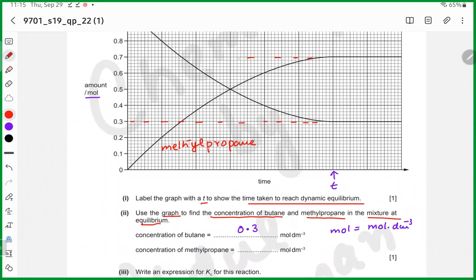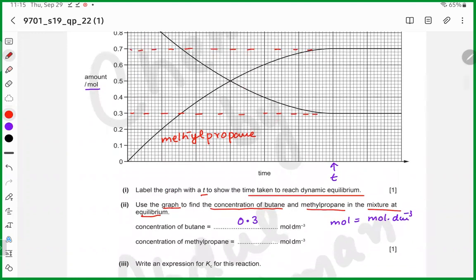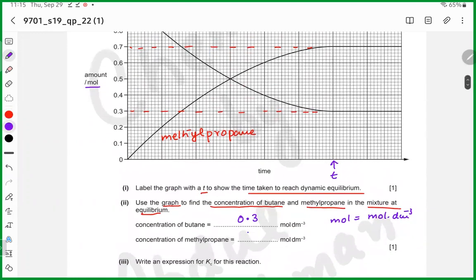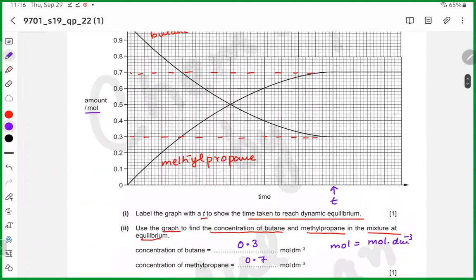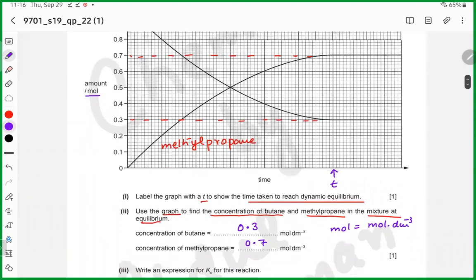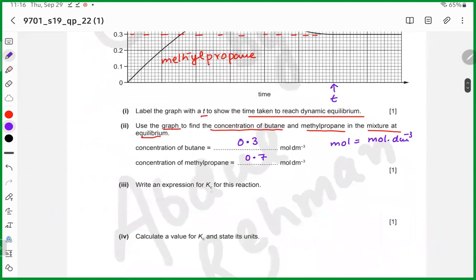Yes. Okay. Now, if we look at the amount of methyl propane, these are 0.7 mole per dm cube. Is this clear to everyone? Yes, sir. Okay. Write an expression for Kc for this reaction.